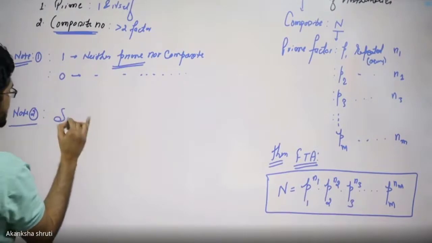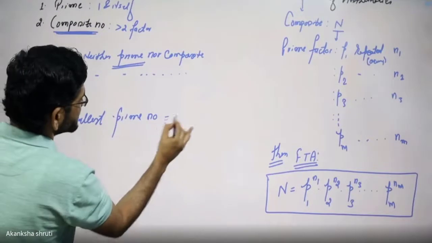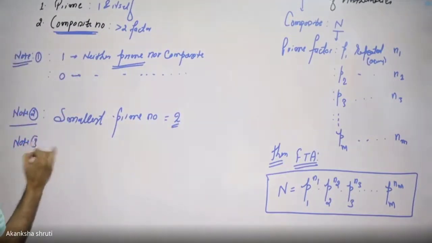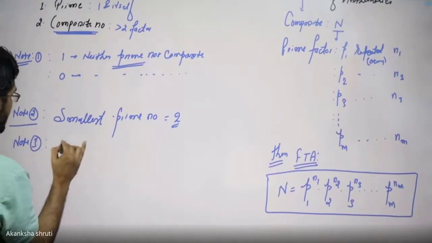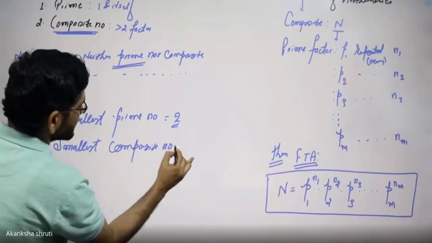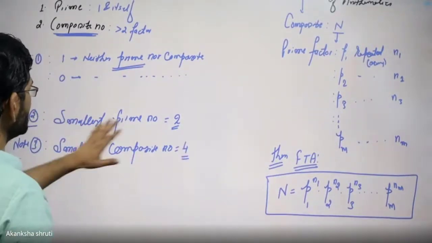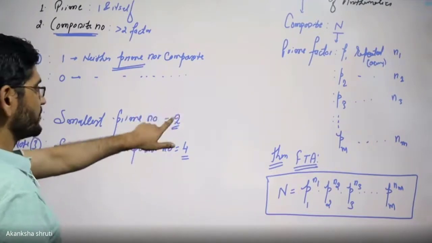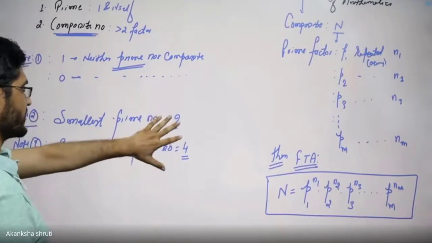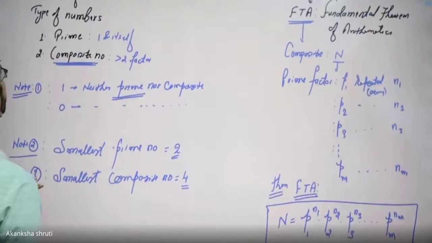If anyone asks you the smallest prime number, it is 2. Note down all these points because in mathematics they will come again and again. The smallest composite number is 4. Students, mostly prime numbers are odd, but the only even prime number is 2, which you already know since class 6, so I'm not going to write it. But these 3 things are very important.